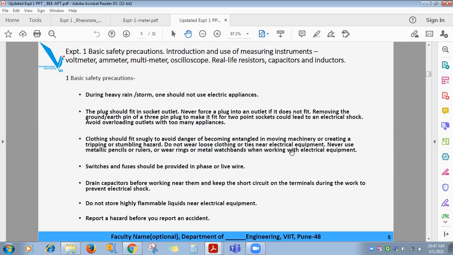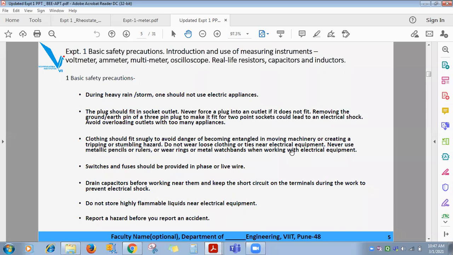Again, for any replacement, repairing, or installation of electrical wires or instruments going on at your home, what you have to do first is switch off the main switch, and then replace the fuse. So first switch off the main switch, do the replacement, repairing, installation at your home, and once it is over, then you can switch on the main switch. Okay.